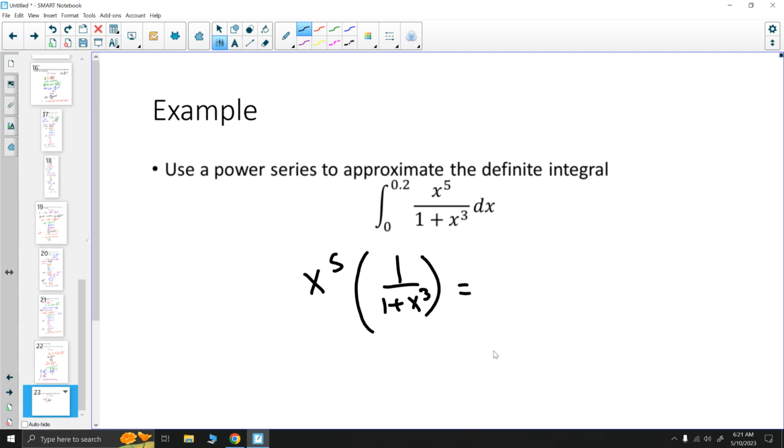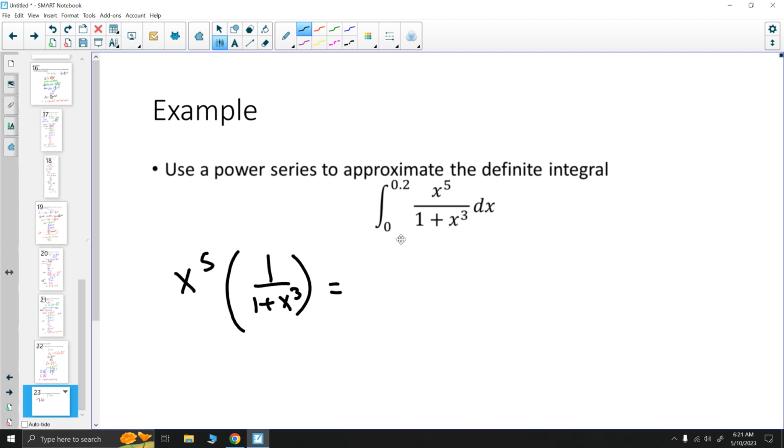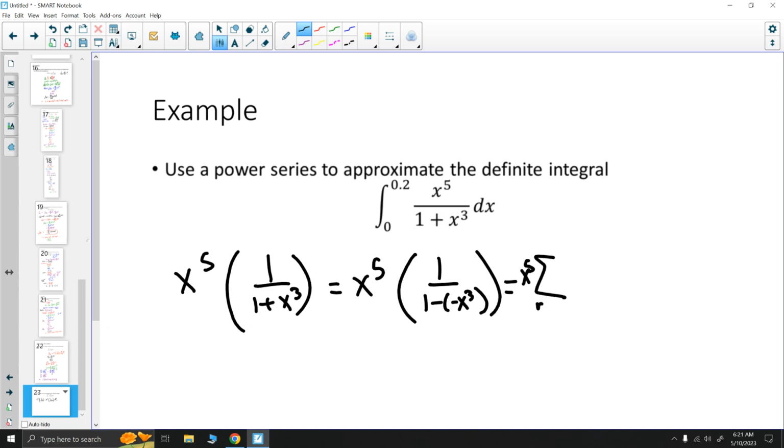That would be, I'm going to make some room, x to the 5th times 1 over 1 minus negative x cubed. Now we're good. Now we can write this as x to the 5th times the sum n equals 0 to infinity of negative x to the 3rd to the n.